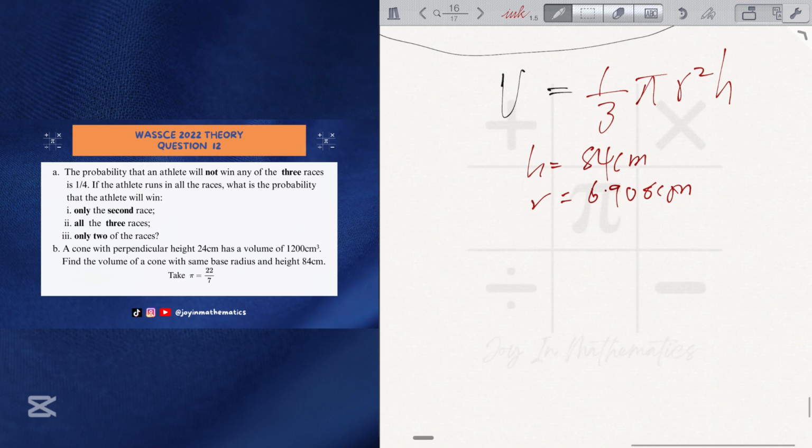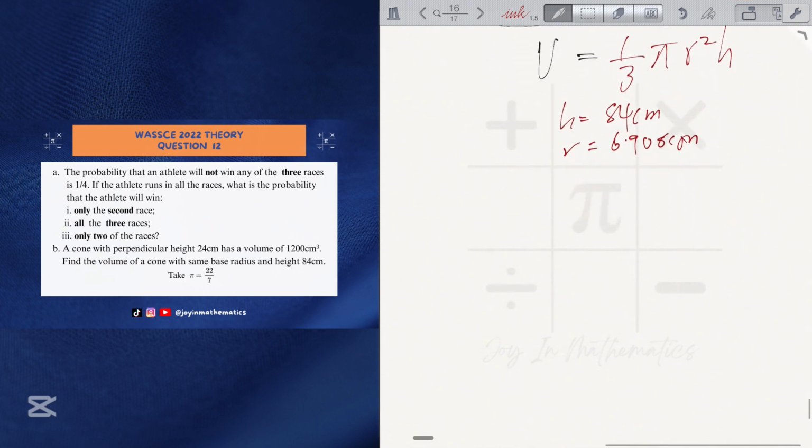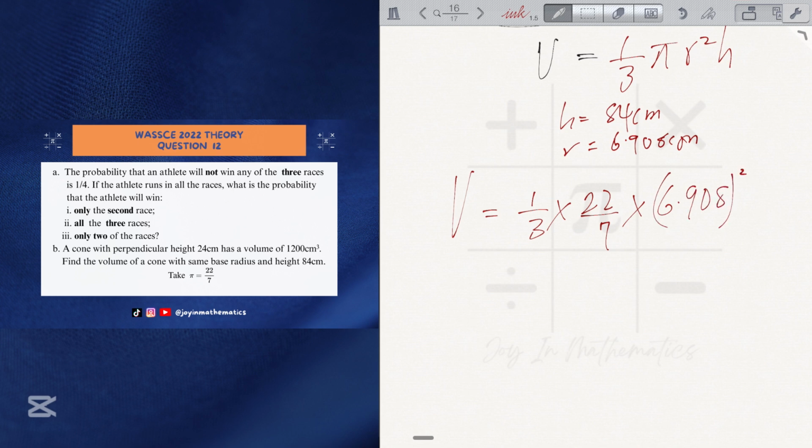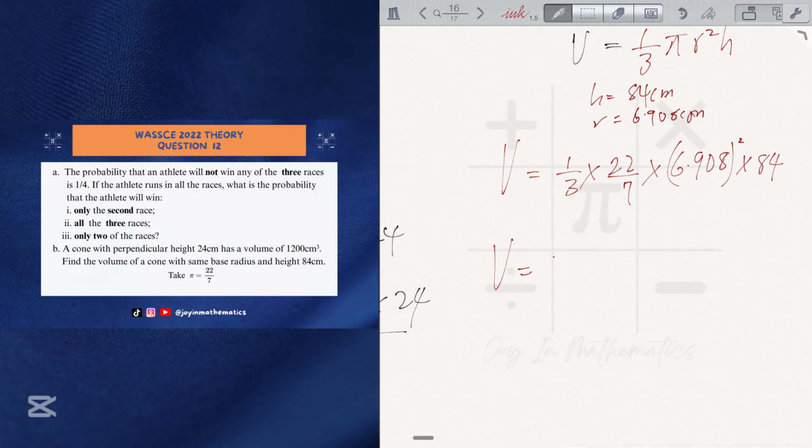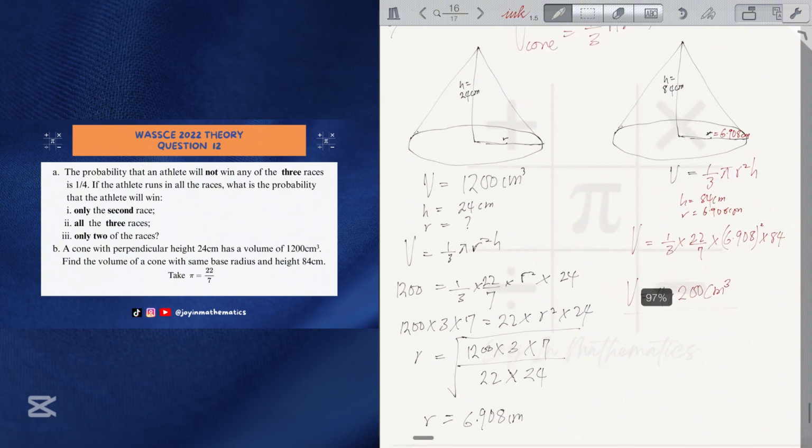So let's begin and solve the formula. The volume will be 1 over 3 multiplied by pi, that's 22 over 7, multiplied by the radius, 6.908 squared, multiplied by the height, 84. Just use a calculator to simplify this. You will have the answer of 4,200 centimeter cube. So this will be the answer, the volume of the cone we are looking for.